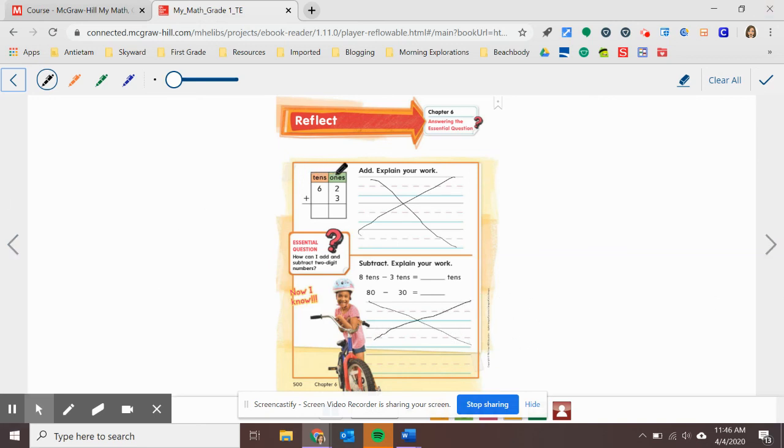So for here it says we have 62 plus 3. I want you to solve that addition problem. Remember, we always start on the ones side. Then you're going to come down here and you're going to do 8 tens minus 3 tens equals how many tens? And you're going to figure out then what is 80 minus 30 and write those two numbers. So you have 2 problems to do for your independent work.